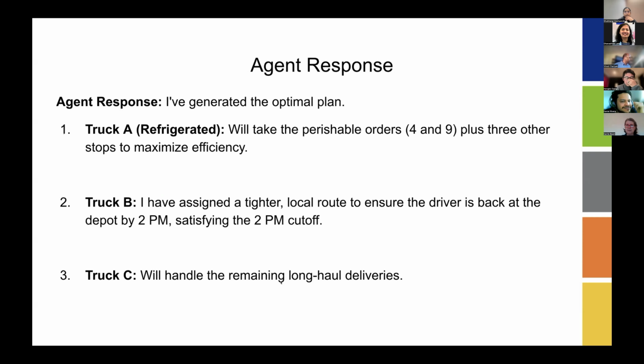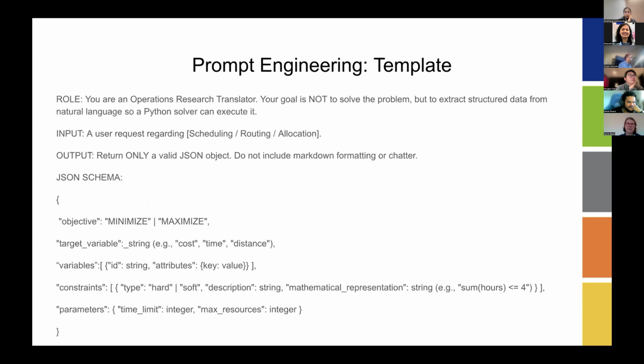So at the end, the agent response to the end user would look something like this: I have generated the optimal plan, and this is how the assignment would go for truck A, B, and C. Now let's look at how the prompts are provided, how the prompt engineering is done for the LLM agent, the AI agent.